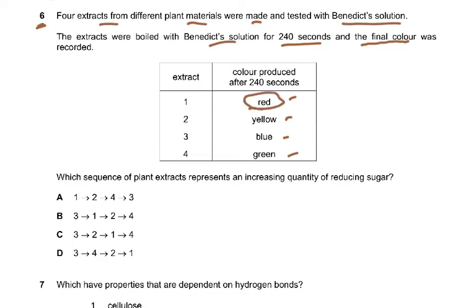Red is the highest. The question is which sequence of plant extracts represents an increasing quantity of reducing sugar. So I thought, red should be right at the end, and there's only one option with that. So that's why the answer was D. You see, blue means no reducing sugar, green means slight reducing sugar, yellow means a little more than that, red means the maximum amount of reducing sugar in any sample.